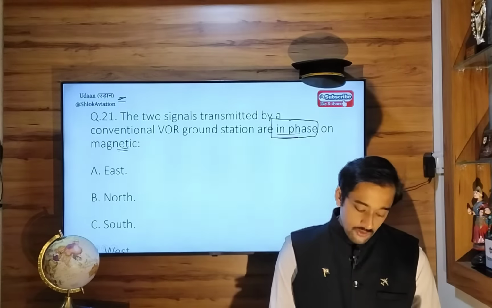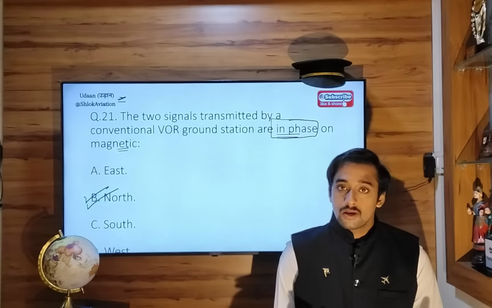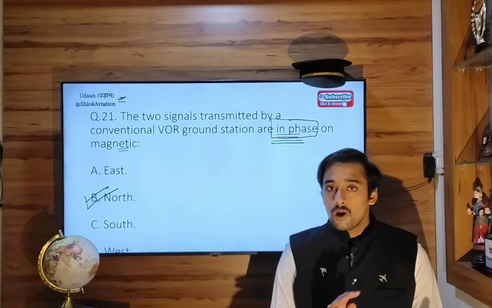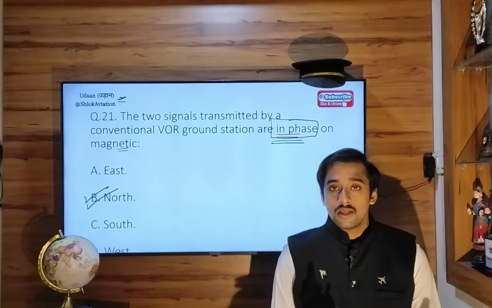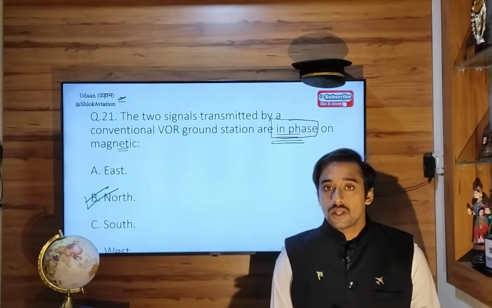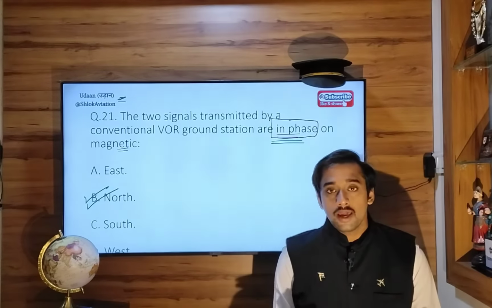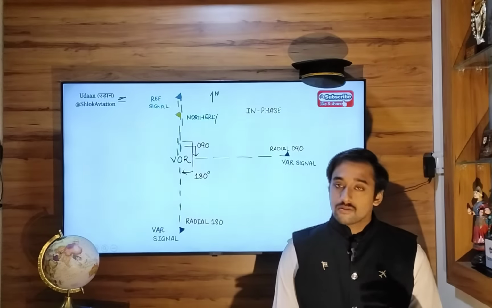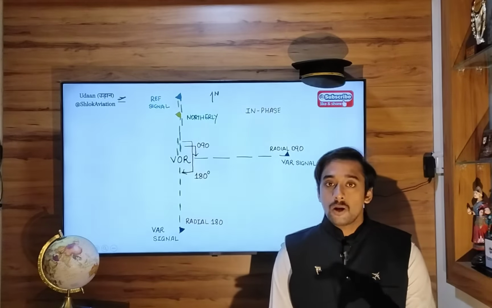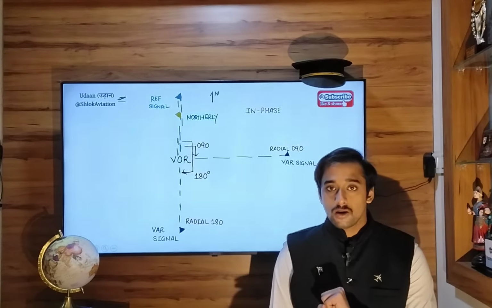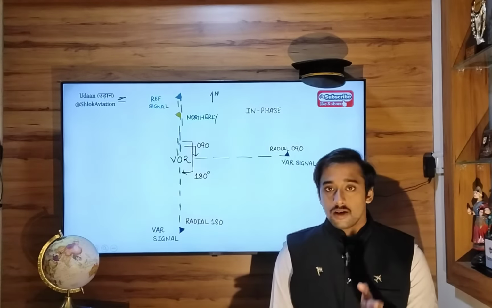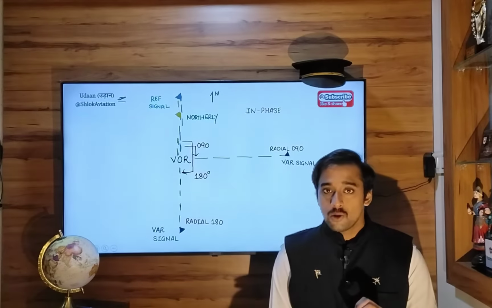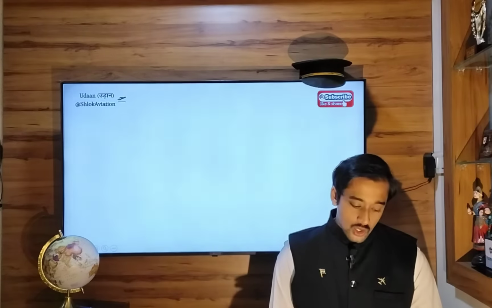So the correct option will be option Bravo. Both waves will be in phase in the northerly direction. In all other directions apart from the northerly direction, these two waves will be out of phase with each other. Even if it is 1 degree or 2 degrees, both will be termed out of phase. So this is how you solve this question. This is based on the principle of operation of a VOR, which is phase comparison: a reference signal which is frequency modulated, and a variable signal amplitude modulated. Let's go to the next question.